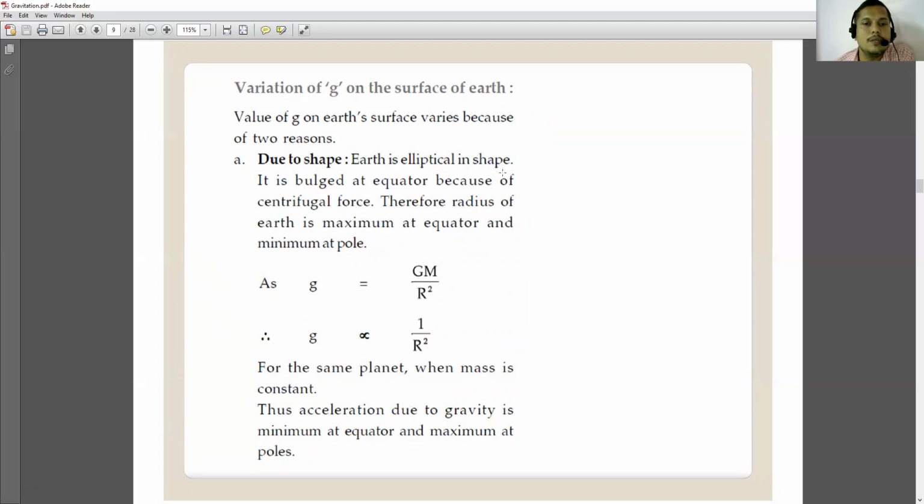Earth is elliptical in shape, we know it is bulged at the equator because of centrifugal force. Therefore, the radius of Earth is maximum at the equator and minimum at the poles. Then we can write this g as GM upon r square, or simply g is proportional to 1 upon r square. So for the same planet when mass is constant, same thing is there. Thus, the acceleration due to gravity is minimum at the equator and maximum at the poles.